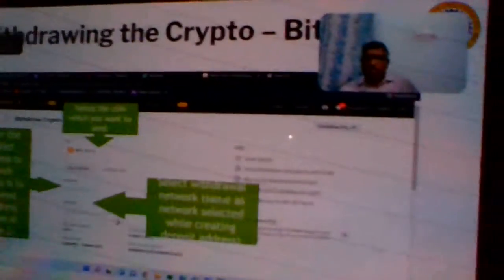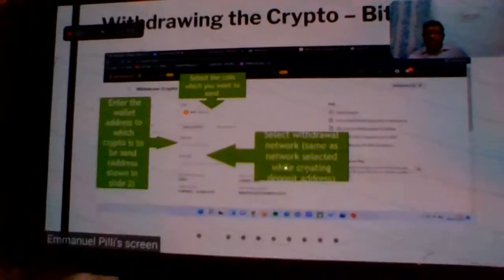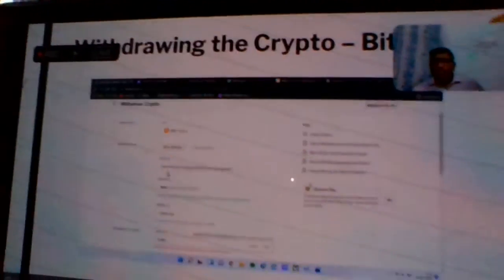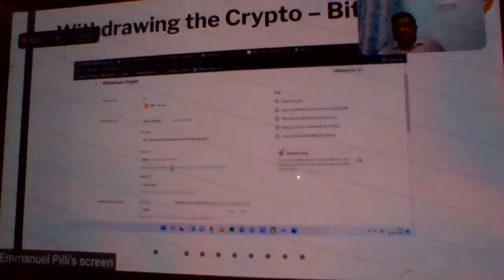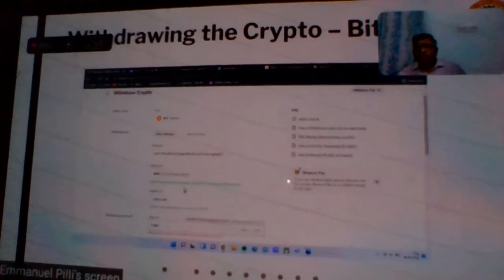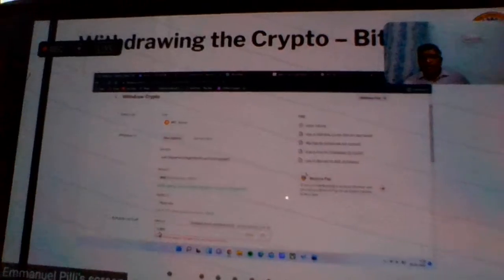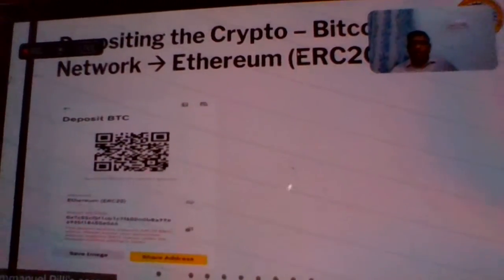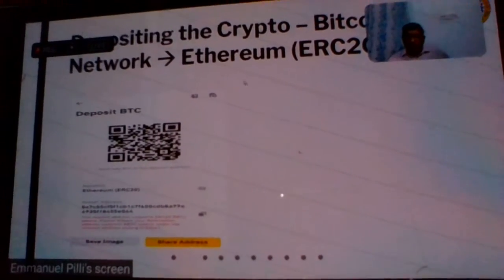Select the withdrawal network, the network from which you want to withdraw, and you get this screen. Then you enter the amount to withdraw. Those are the details you enter, and the wallet address is automatically matched to the corresponding network, and obviously the amount is there, and you withdraw this amount, right? So, depositing the crypto, from the Bitcoin network to the ATM network.